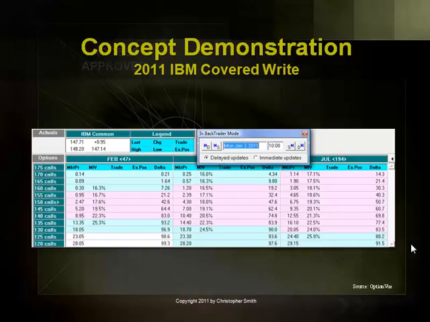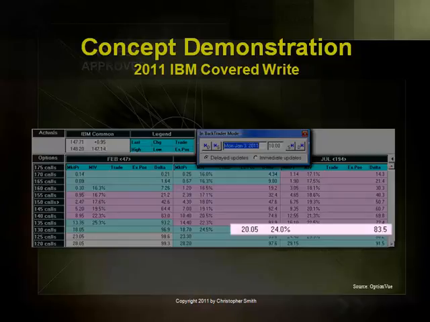So don't get too hung up on the numbers. The numbers are suggestions. But on the other hand, you don't want to say you want to buy an 85 delta and then go buy the 69.8. You want to be in the ballpark.